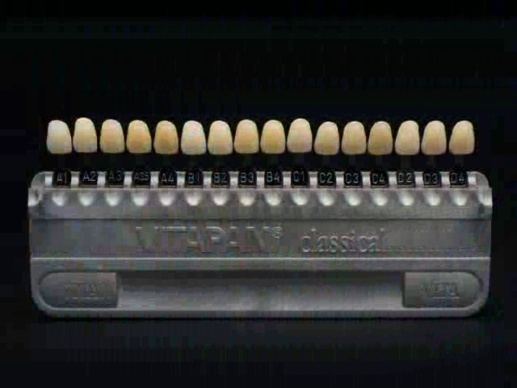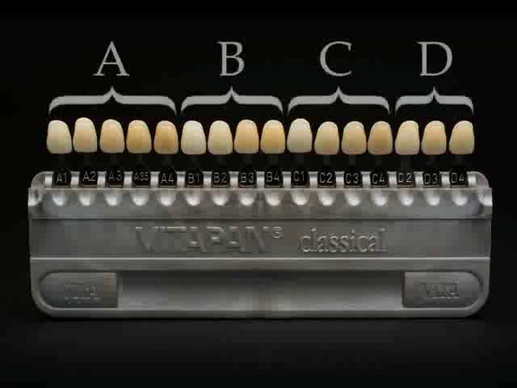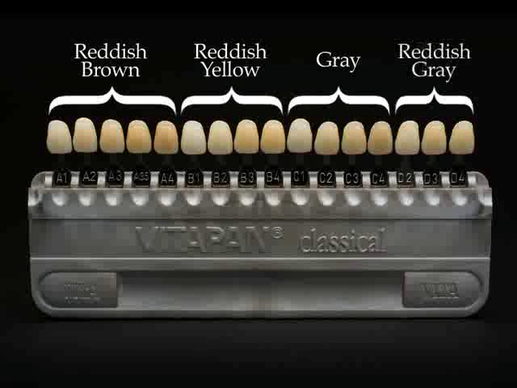The VITA Classical Shade Guide continues to be a widely used shade guide. The shade guide is arranged into 4 groups, A, B, C, and D. The manufacturer indicates the A specimens are reddish-brown, the B specimens are reddish-yellow, the C specimens are gray, and the D specimens reddish-gray.